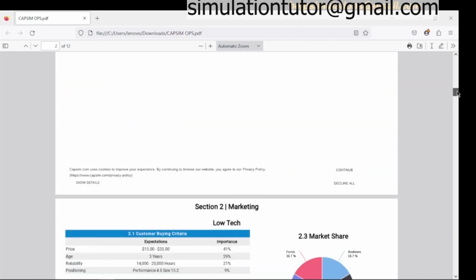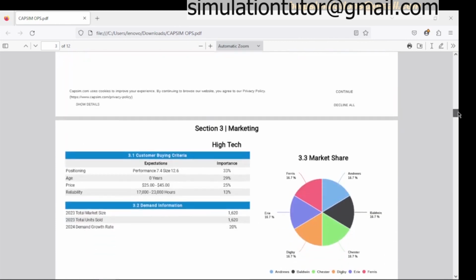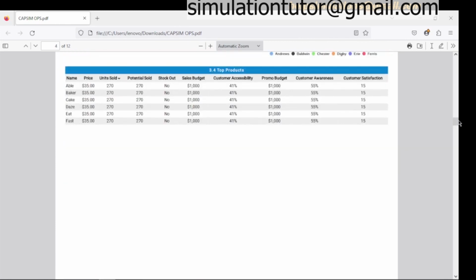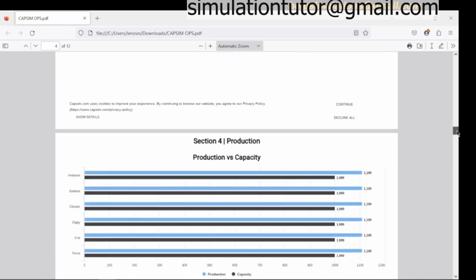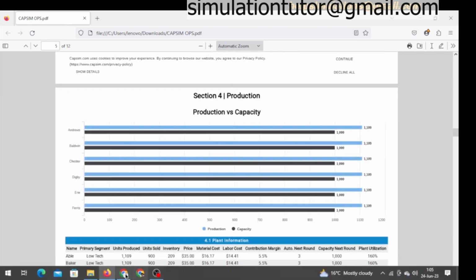Also, the report is important in showing you the products for each segment, the number of product units that were sold, the price that was charged, potential sold, if there were stock outs, the sales and promo budgets. But because it's round zero, you see everything is almost equal. Customer satisfaction has a score of 15 for all the competitors, customer awareness is at 55, and the promo budget is the same because we are at round zero. So let's kickstart our decisions.